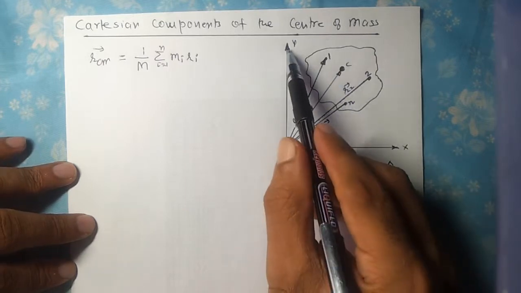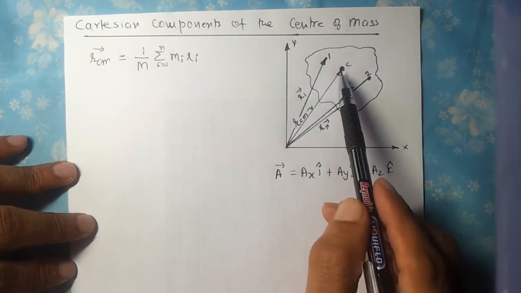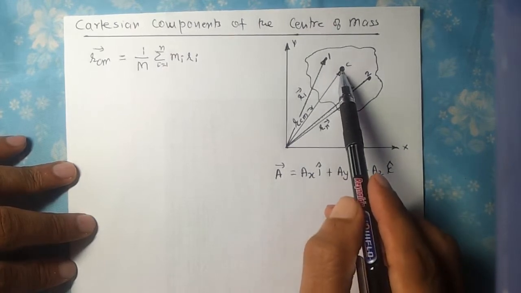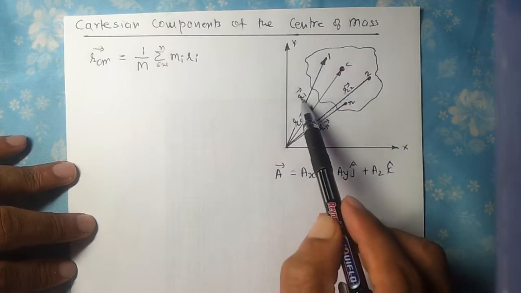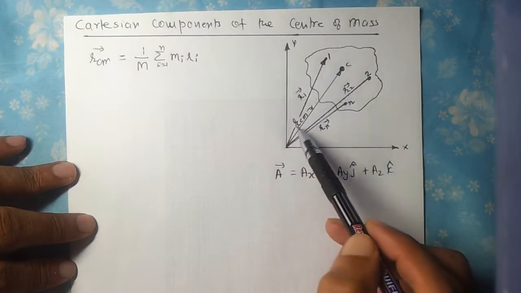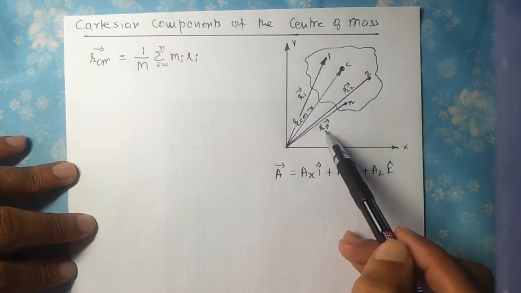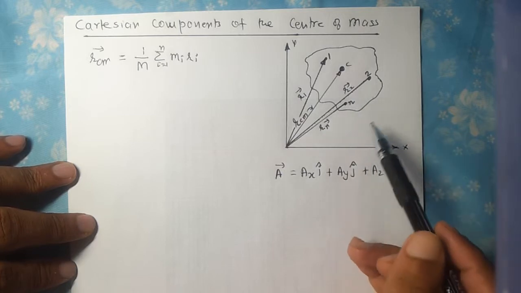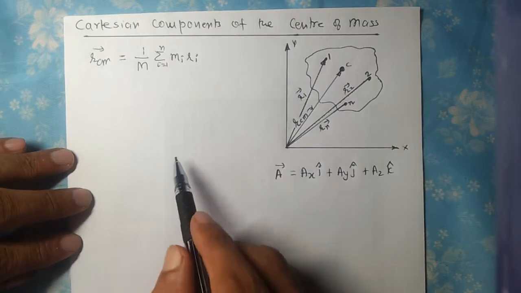So let's once again refer to this diagram. This is an object with n particles. We've shown a few particles in this. This is the center of mass C, particle 1, 2, particle n, and these are their respective position vectors. R1 is the position vector for particle 1, RCM for C, R2 for particle 2, and position vector Rn for particle n, right? So let's move ahead.